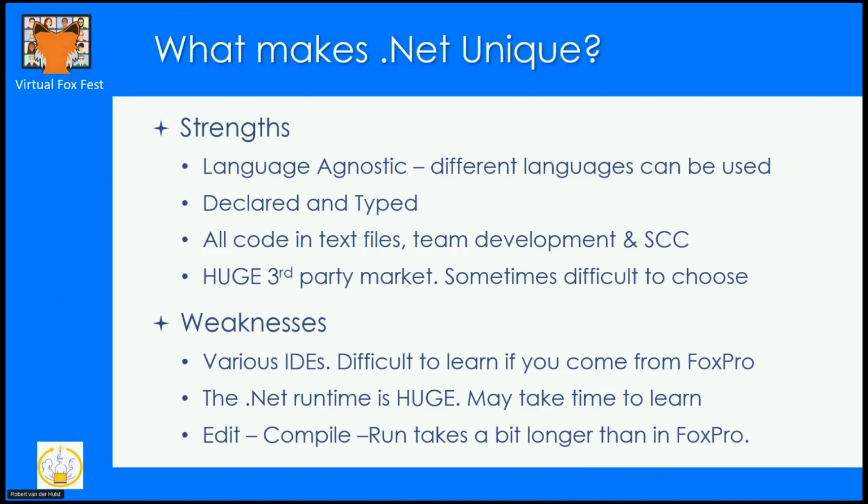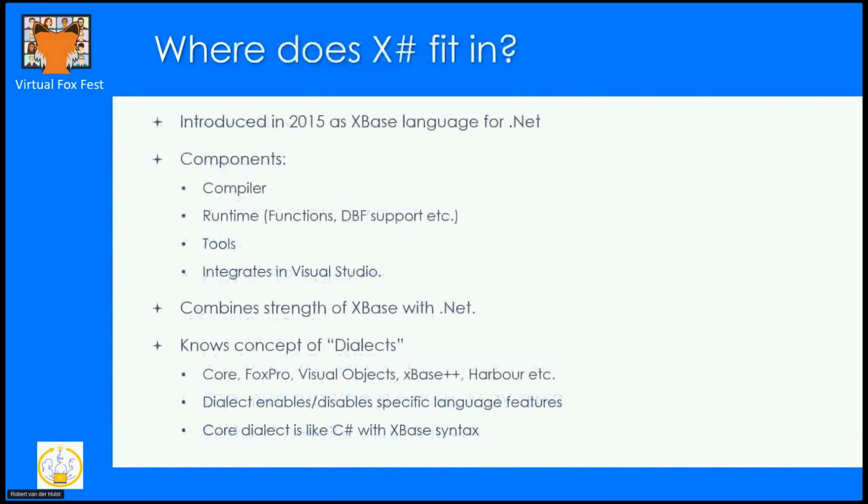So where does X# fit in? Well, X#, let's go back a few years in time. It was introduced in 2015, and we wanted to do an X-based language for .NET. We could do that because it's a lot of work to write a compiler, because Microsoft released the source code for the C# compiler on GitHub. So this project called Roslyn, open source, was our starting point, and we built our compiler on top of Roslyn.